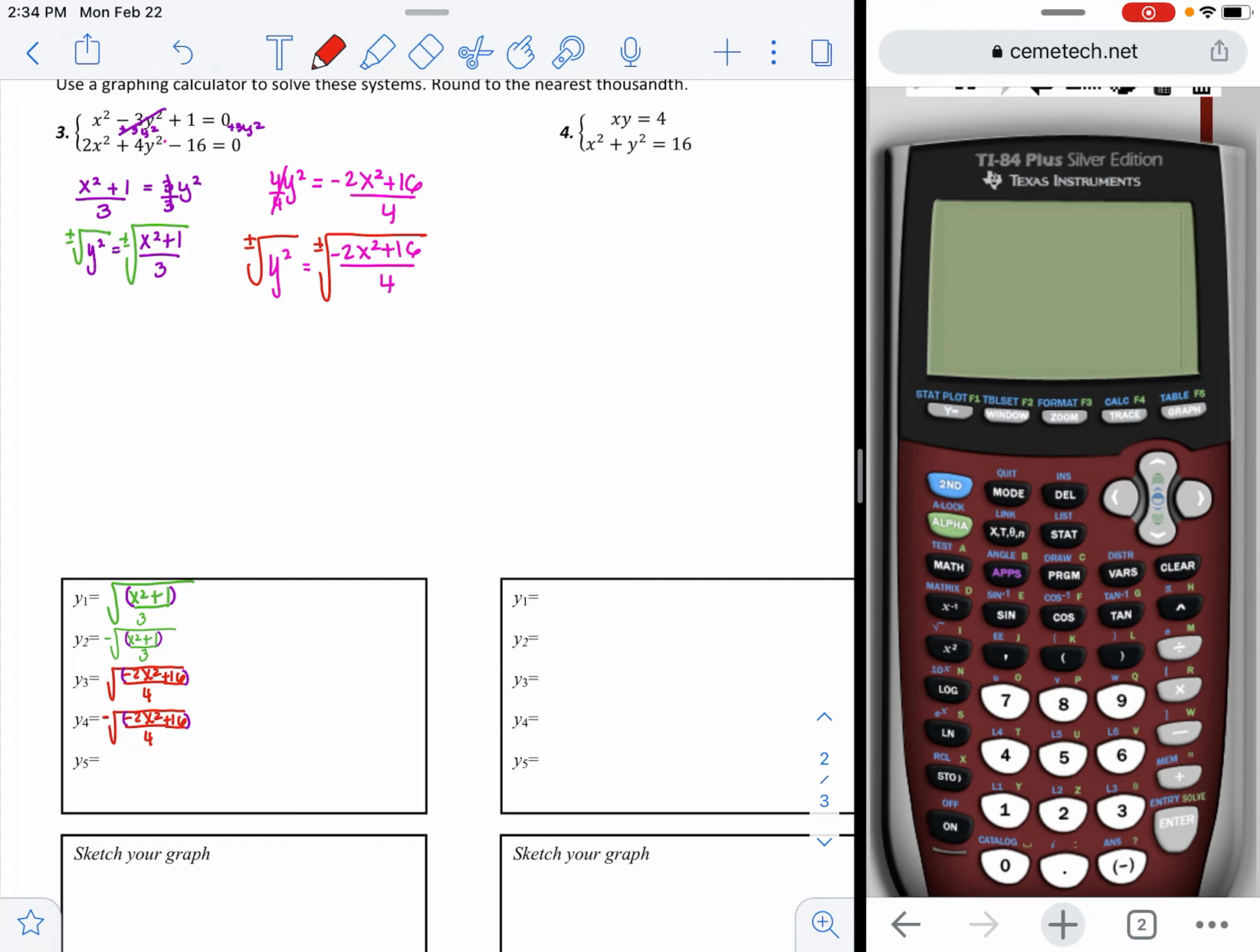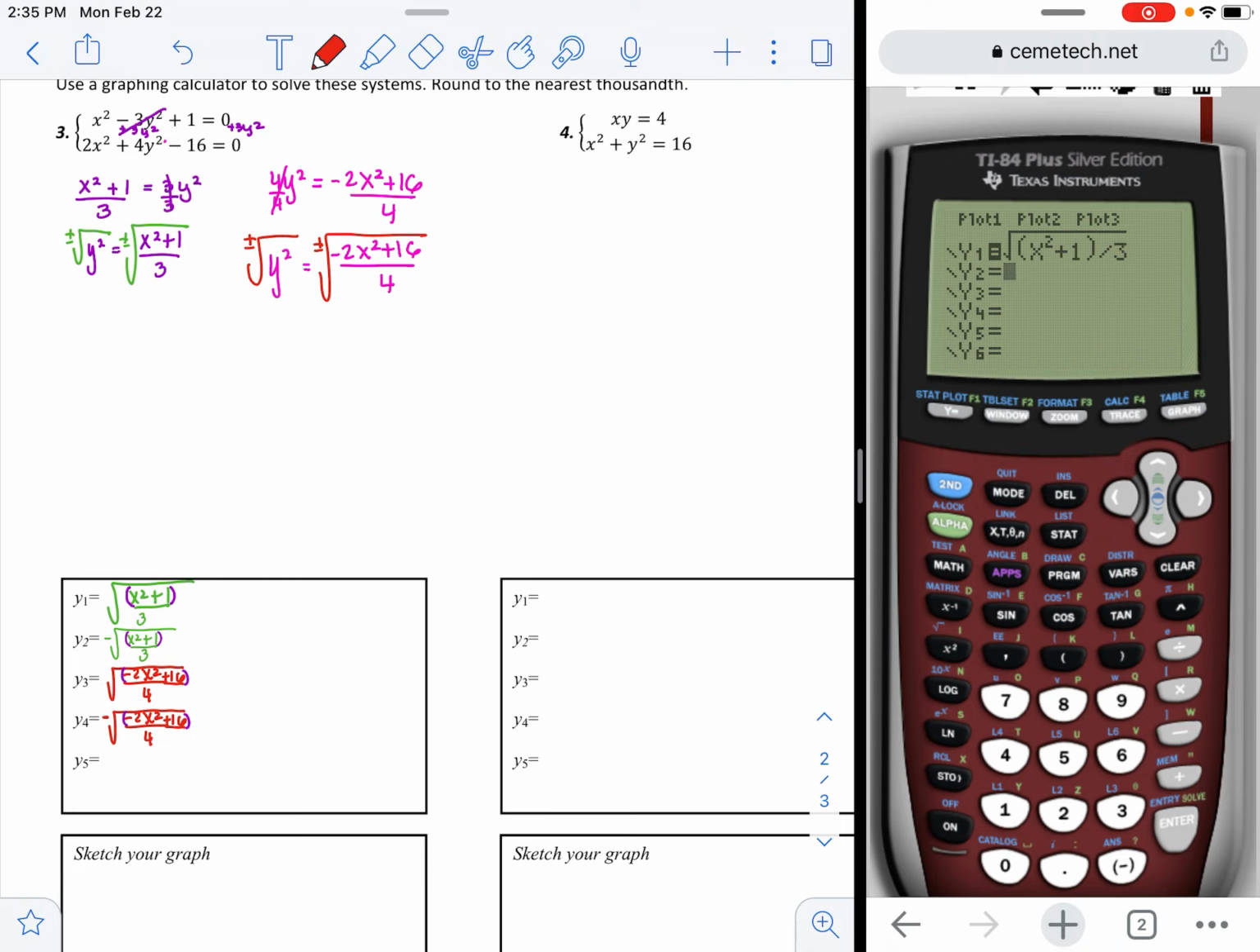Okay, so there's 4 things that I have to type into my calculator. So I'm going to go to y equals. Oh, I got to turn it on first. There we go. Y equals. Clear out what's in there, clear out what's in there. Now be very careful when typing. Square root of, and then I'm going to do parentheses, x squared plus 1. Close the parentheses, divided by 3.